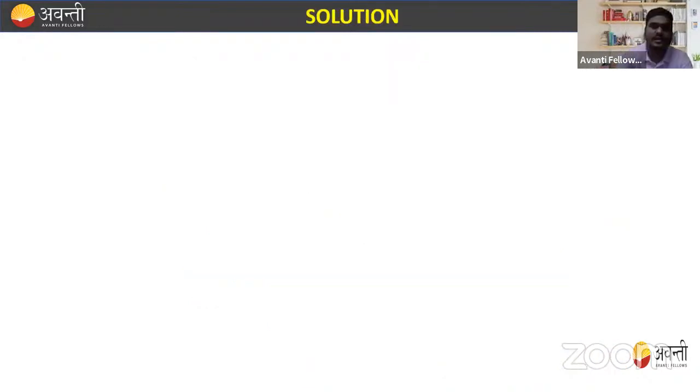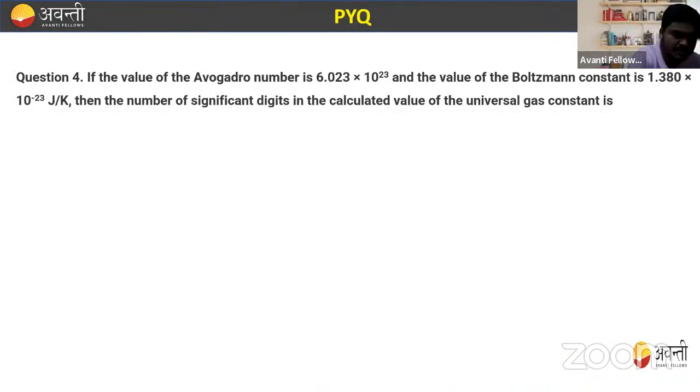What does the next question ask basically? If the value of the Avogadro number is 6.023 into 10 raised to the 23, which we already know, and the value of the Boltzmann constant is this, then the number of significant digits in the calculated value of the universal gas constant is, right? So you have to find the universal gas constant and identify the significant figures. So this is also an advanced problem, right? How will you solve this?